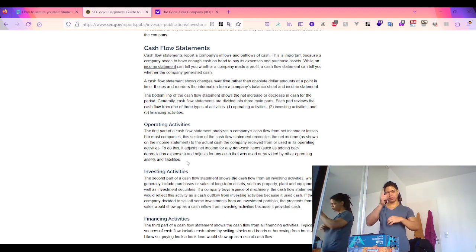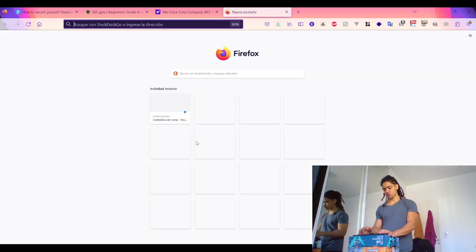That's great. But now with the investing activities, the cash flow statement shows the cash flow from all investing activities, which generally includes the purchase or sale of long-term assets, such as intangible assets, patents, copyrights, trademarks, goodwill, trade secrets, property, plant, and equipment.